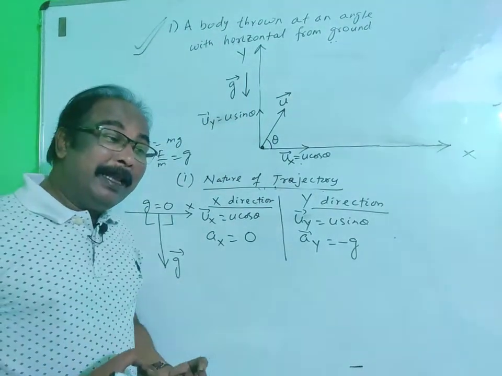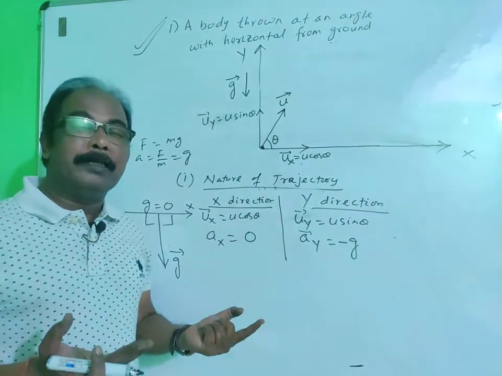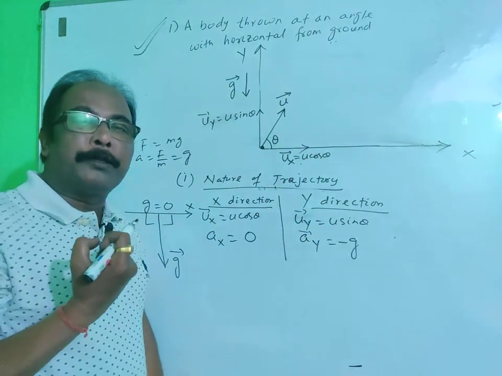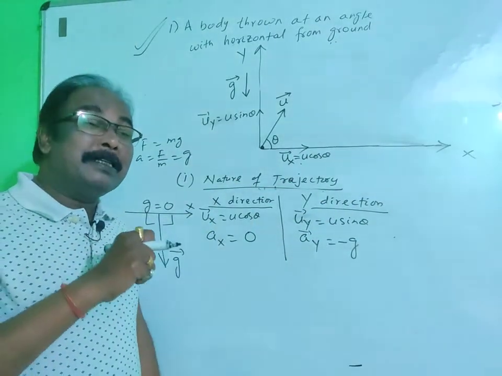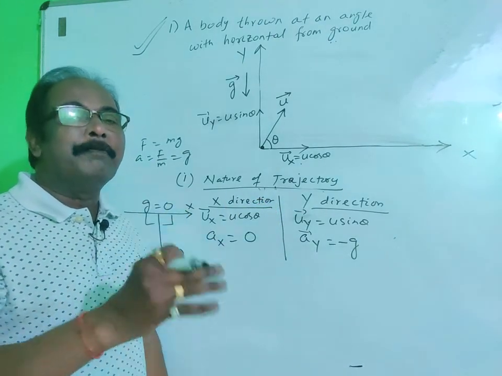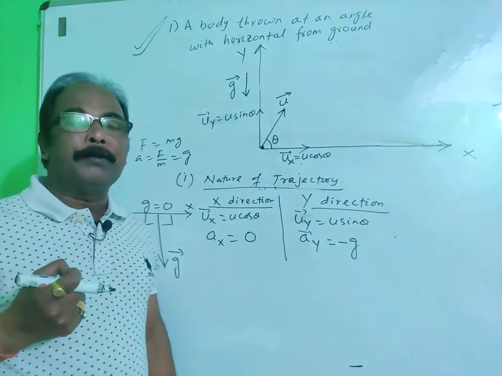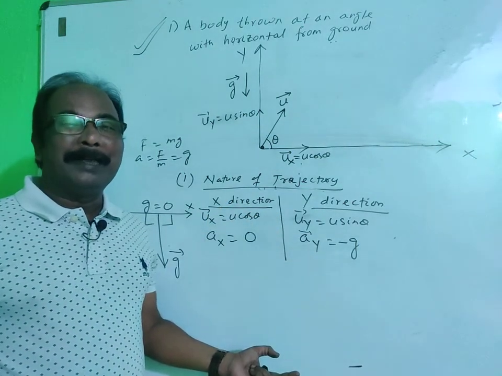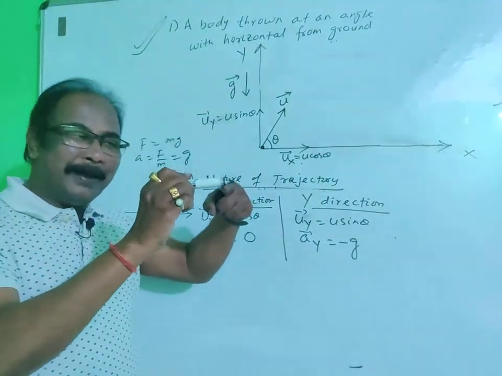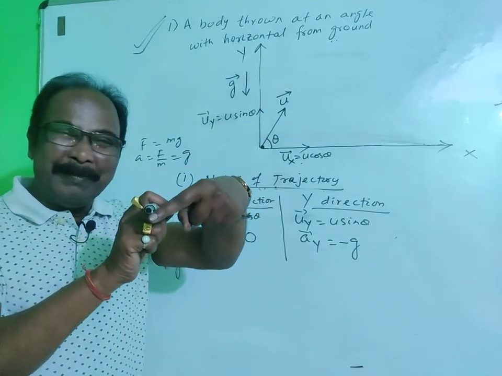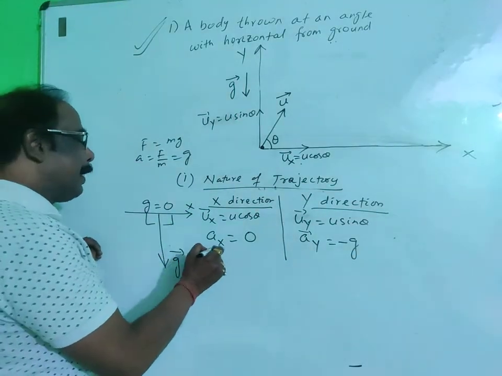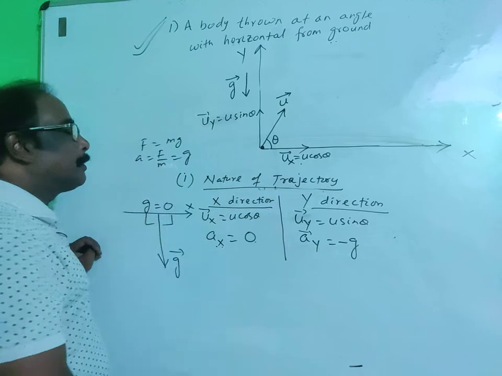To increase or decrease the velocity, force is required either along the direction of velocity or opposite to it. If force acts along the direction of velocity, the magnitude of velocity increases. If force acts opposite to the direction of velocity, the magnitude of velocity decreases. And if force acts perpendicular to the direction of velocity, it changes direction without changing magnitude. We have discussed all this. So acceleration due to gravity has no component along the x axis, so acceleration along the x axis is zero.